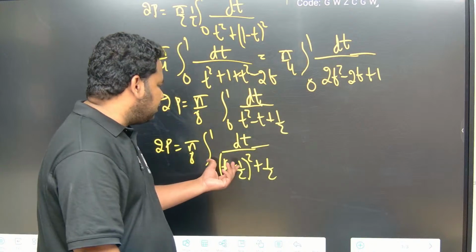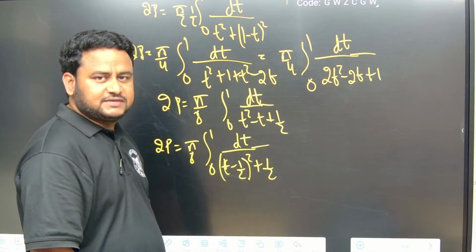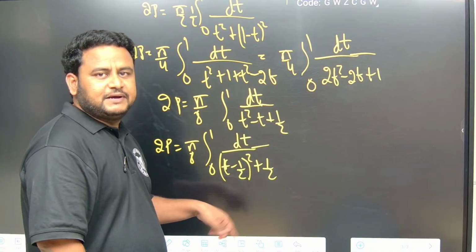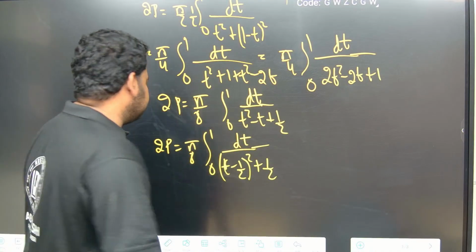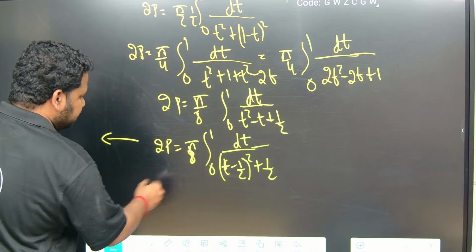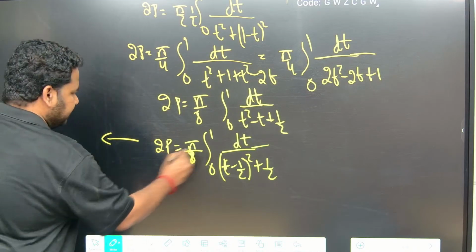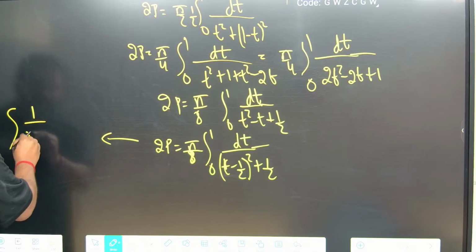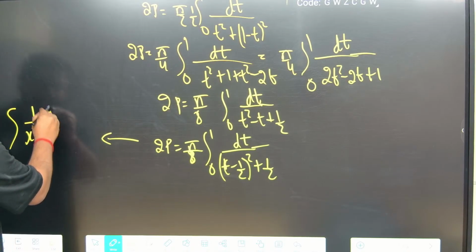Now this is of the form 1 by x square plus a square, which is equal to 1 by a tan inverse of x by a. Somebody asked for the formulas as well, so I am writing the formulas wherever possible. So this is pi by 8, and the integral of 1 by x square plus a square dx will be equal to what, friends?